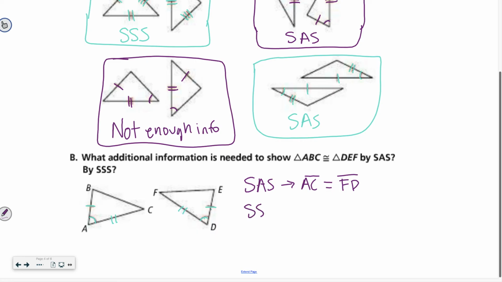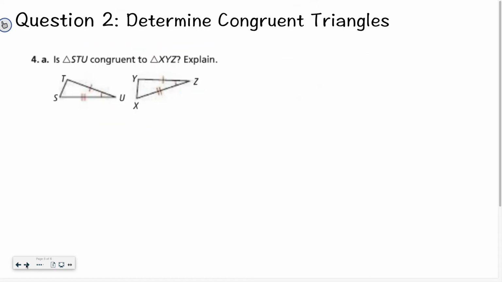And for side, side, side, I would need that third side, right? I would need BC is congruent to FE. And in order to be side, side, side, I would also need the side that we added in for side, angle, side. I'd need AC is congruent to FD. So that's all of the information I would need in order to solve that.